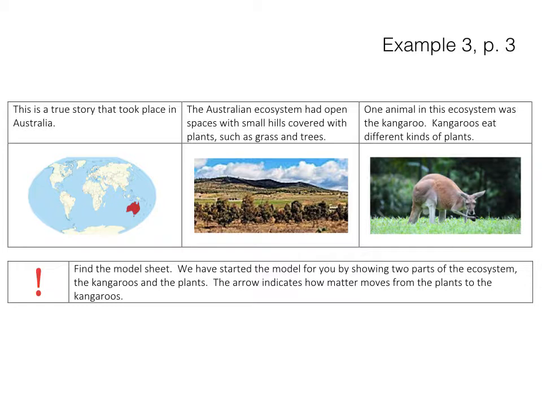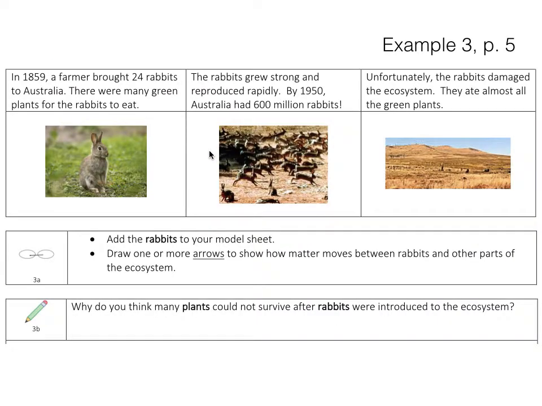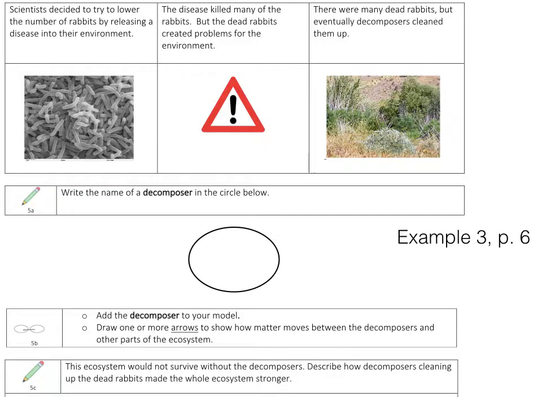The short summary of the activity is that we're going to be developing a model over the course of this whole performance task that gets more and more sophisticated. It's going to start with some non-living things, then it's going to talk about how non-living things interact with the living things in the ecosystem. Then we're going to change the ecosystem by adding a whole bunch of rabbits and add those to our model, and talk about why we think that plants can't survive after the rabbits are introduced in the ecosystem. We're going to be looking at a disease that disrupts the rabbit population, and the rabbits are going to die, and so we need to add some decomposers to our ecosystem model, and then describe how this ecosystem would not survive without the decomposers. How are they doing things? What are they doing?